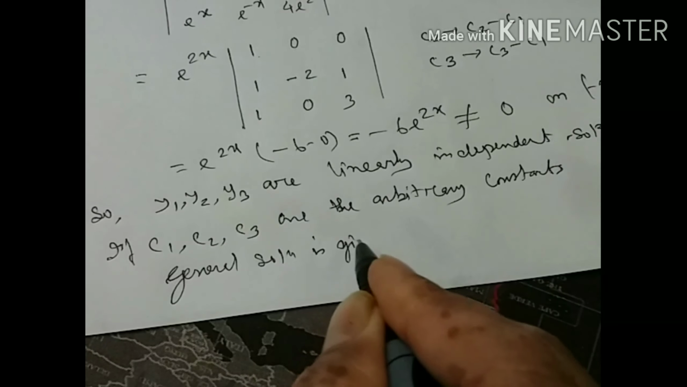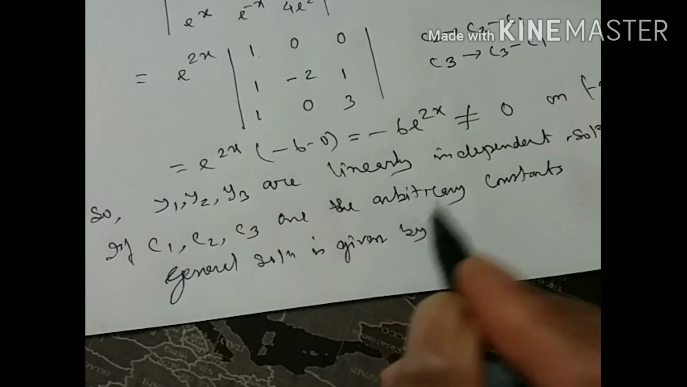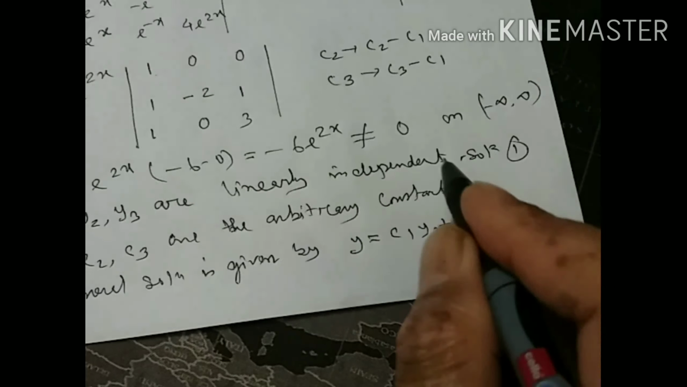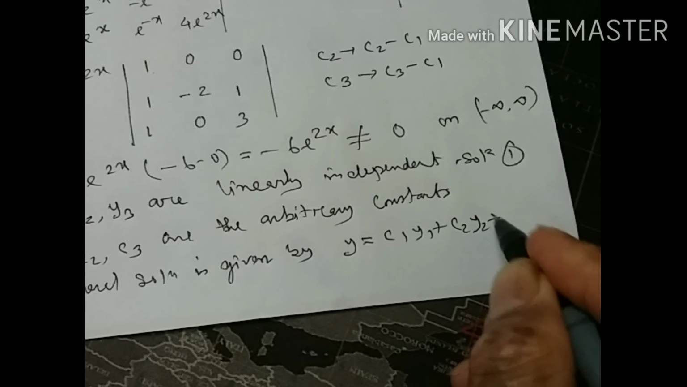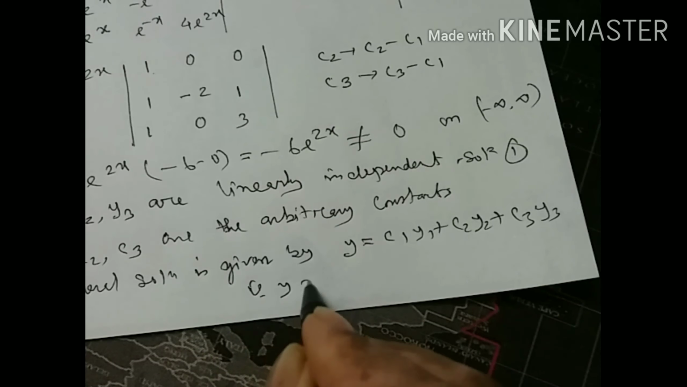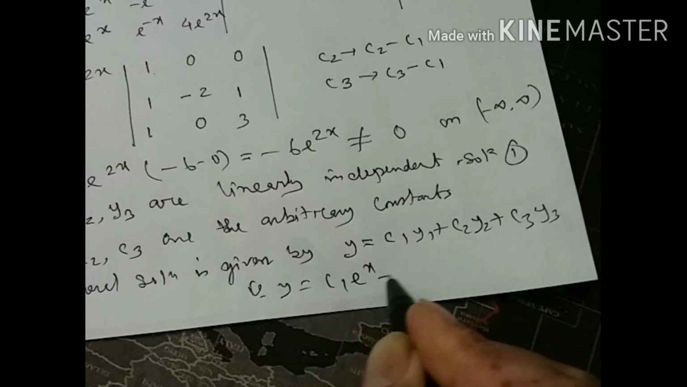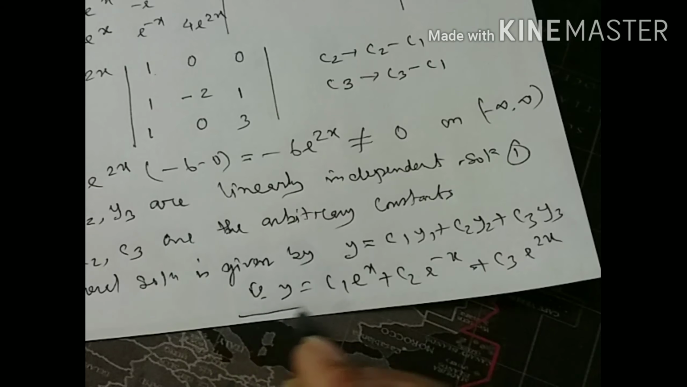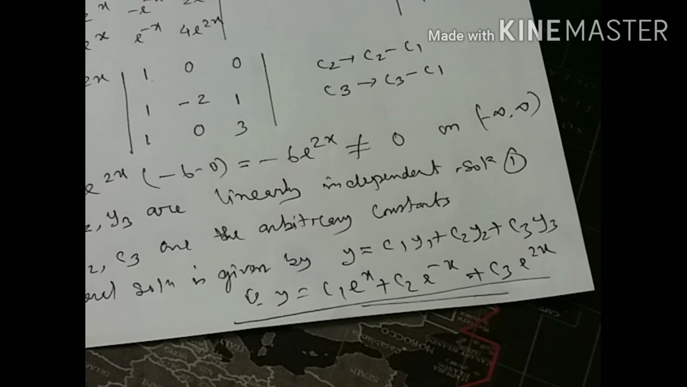is given by, we already have one theorem: y equal to C1 y1 plus C2 y2 plus C3 y3, that is y equal to C1 e to the power x, plus C2 e to the power minus x, plus C3 e to the power twice x, and this is your general solution of the given equation. So this way this type of problem can be solved.